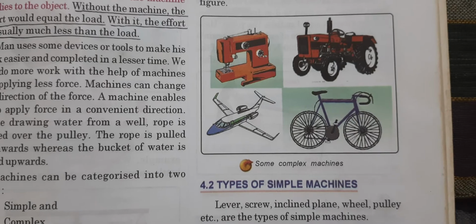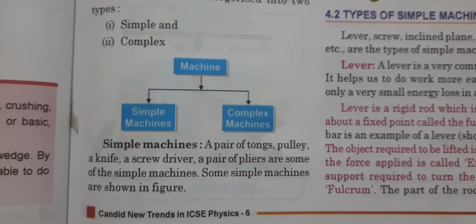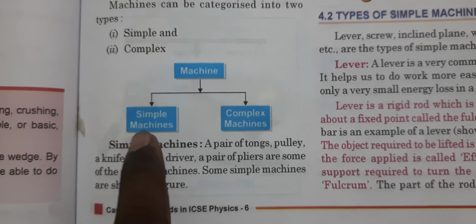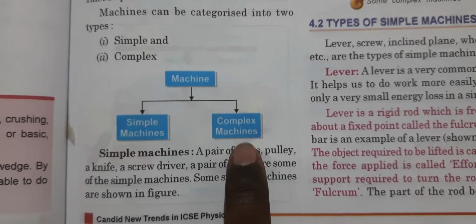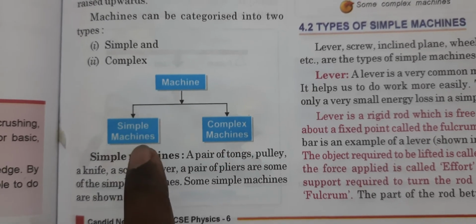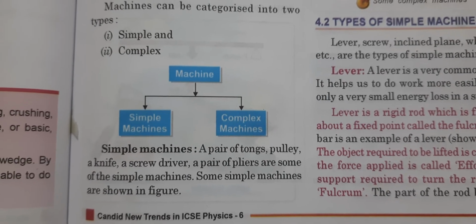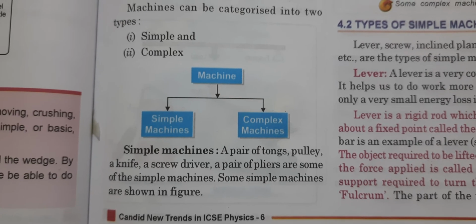All right. So depending on how many parts are there in the machine, that machine can be either a complex machine or a simple machine. A simple machine has very few or just one moving part, whereas a complex machine has many simple machines combined together. All right. So today we will keep it to this much only, just the introduction of what machines are.